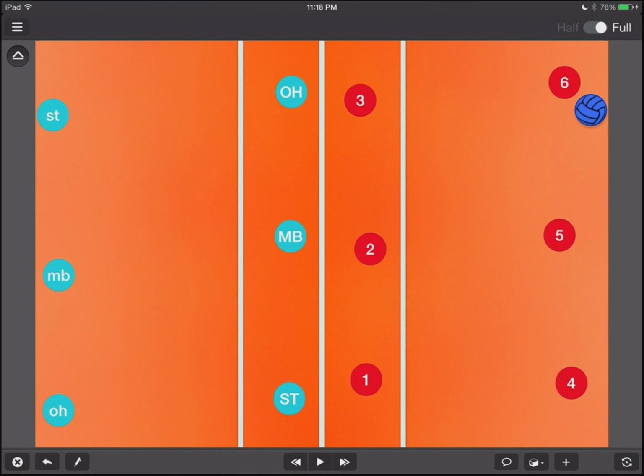In this situation, the middle will be the one looking to make the block. Our outside will drop back, and our setters will drop back. And we will be only doing a single block. And the middle will go from side to side, depending on where the ball is being attacked from.